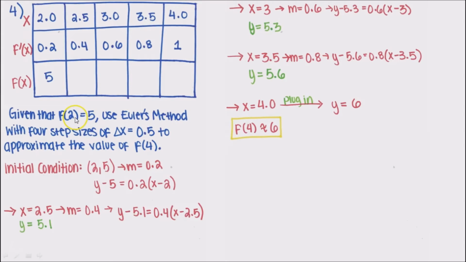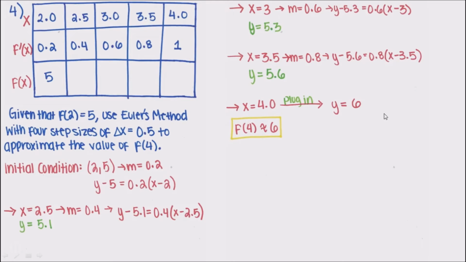So moving on from logistic growth to an Euler's method problem. In this one, we're given our initial condition, f of 2 is equal to 5, and we're given our step size and how many steps, 4 step sizes of 0.5, to approximate the value of f of 4. The only thing that's different about this Euler's method problem from standard Euler's method problems is that we have a table this time with x, f prime of x, and f of x values.